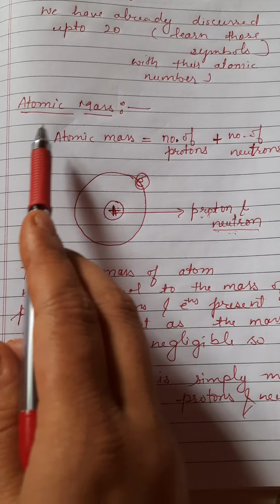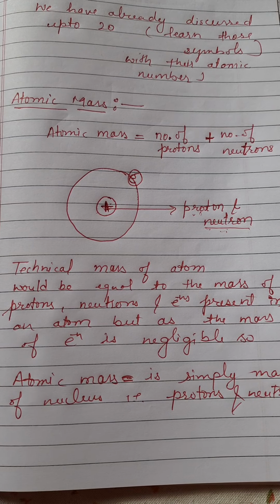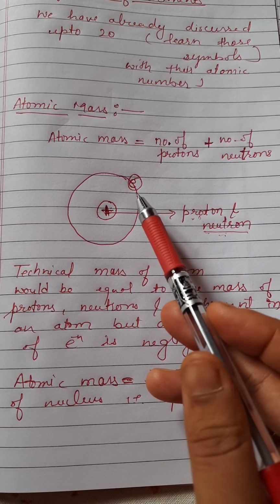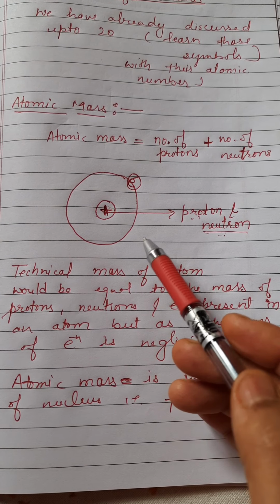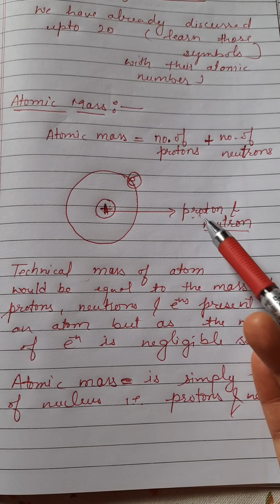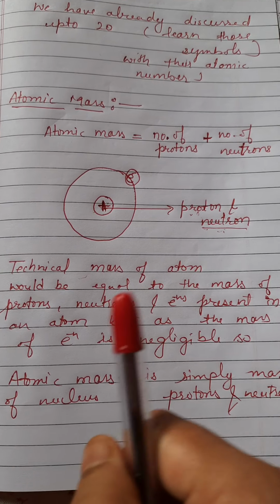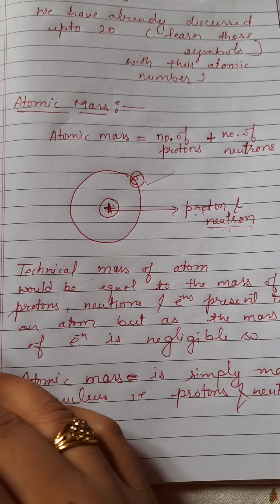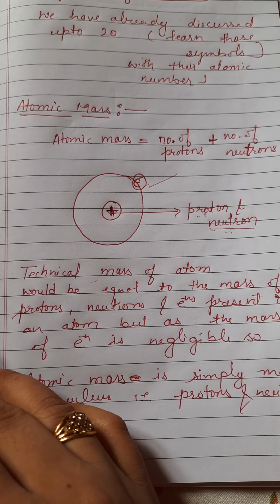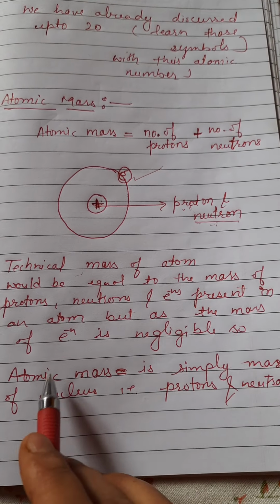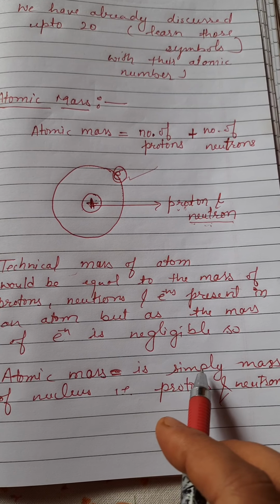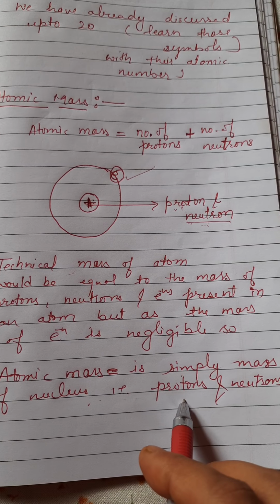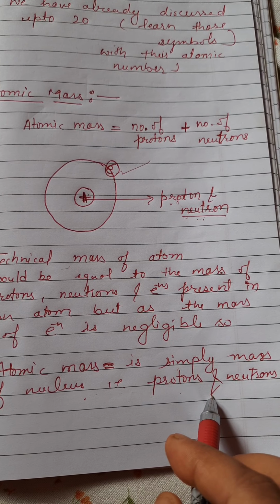As we are discussing atomic mass, atomic mass must be equal to the mass of proton, neutron and electron. But the mass of an electron is very, very small. It is negligible. So, atomic mass we can simply define as equal to the number of neutrons and protons.